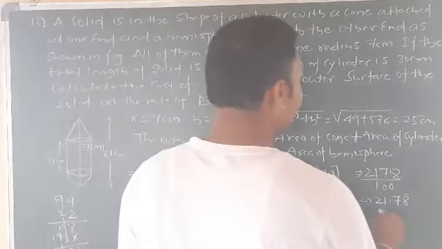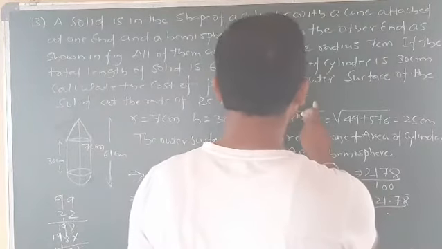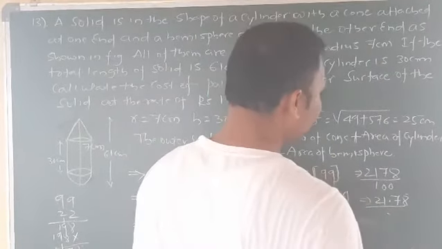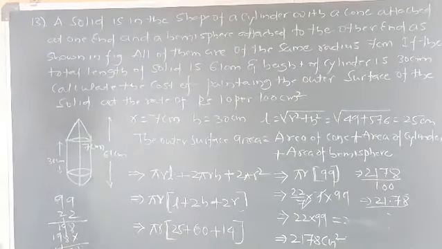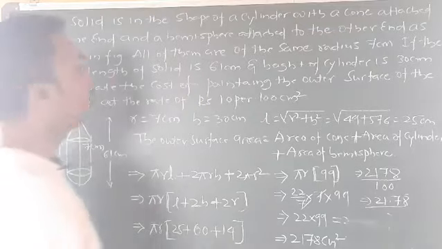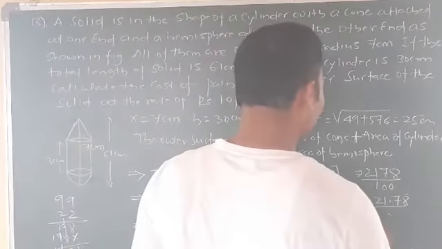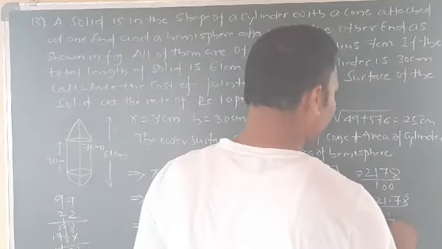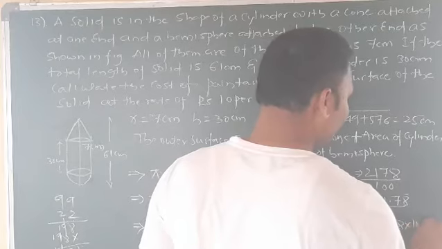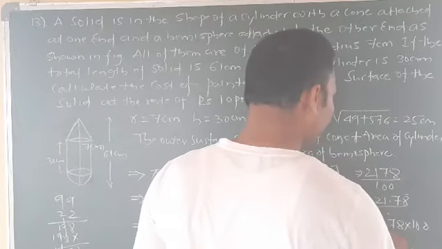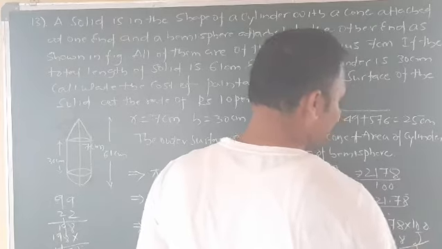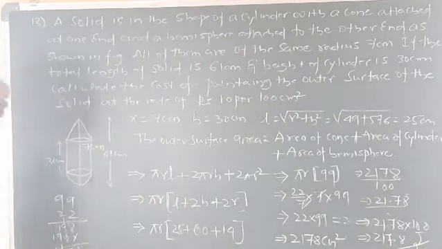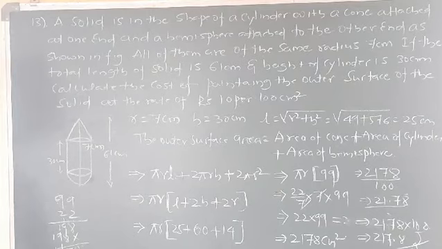So we got this area. Now it is per 100 itself, so we need to multiply again. Now into 10, 21.78 into 10, so 217.8. So the cost is 217.8 rupees.